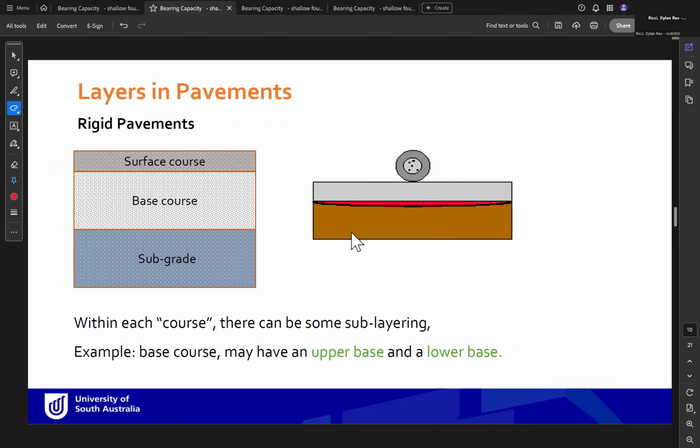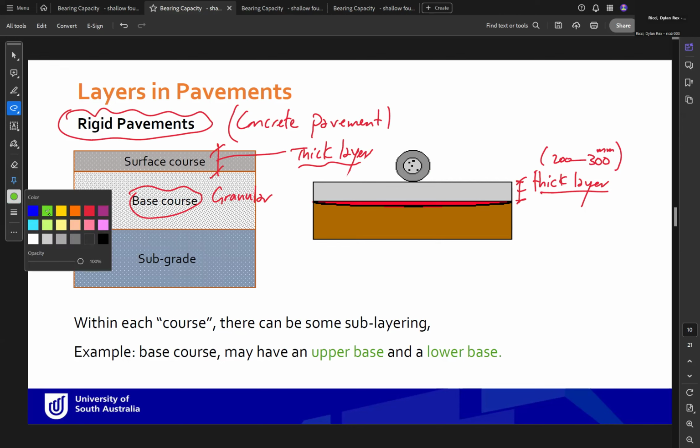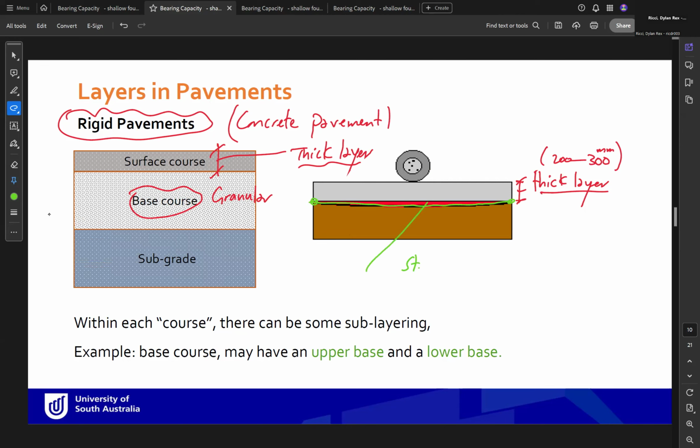Let's jump to the rigid pavements. So the rigid pavements are mainly concrete pavement, the most common one. As you can see, the surface course is a thick layer compared to the others. Okay, this is a layer of at least 200 to 300 millimeter concrete. And again, we have a base course, this can be granular, and subgrade. Okay. The advantage of the rigid pavement, again, is that the stresses are distributed over a wider area.